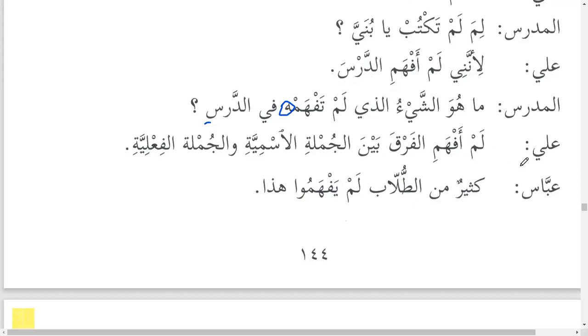Ali: Lam afham, I did not understand. And then when we connect it with al, it will be connected with kasra. Lam afhamil farqa, I did not understand the difference بين الجملة الاسمية between the nominal sentence والجملة الفعلية and the verbal sentence. So I did not understand the difference between the nominal sentence and the verbal sentence. طيب, I want to ask you now at this stage, would you say the same thing as Ali? Would you say the same thing?